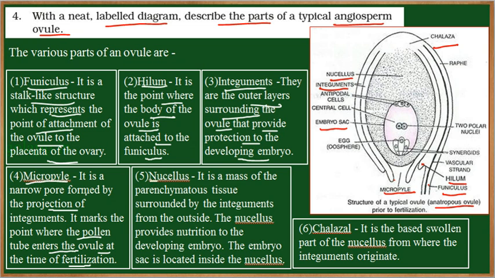The next structure is nucellus. It is a mass of parenchymatous tissue surrounded by the integument from outside. The nucellus provides nutrition to the developing embryo, and the embryo sac is located inside the nucellus. So we have just learnt about the integument. So these two layers are the integument. Now just inside the integument, the entire bigger mass of cells is called the nucellus.